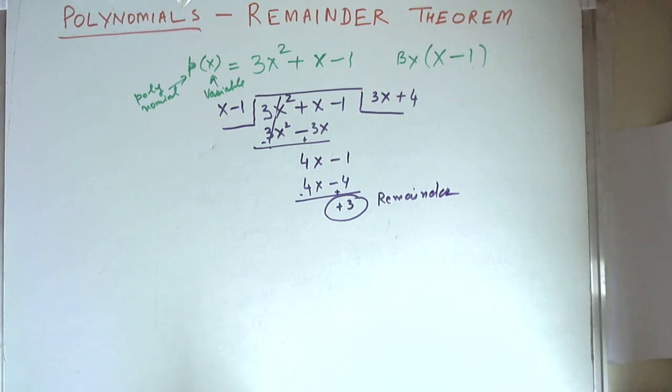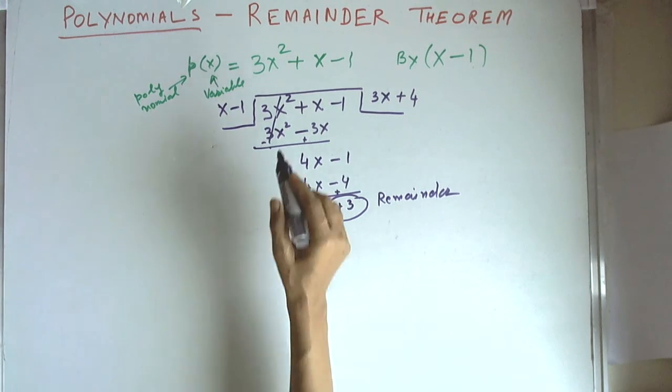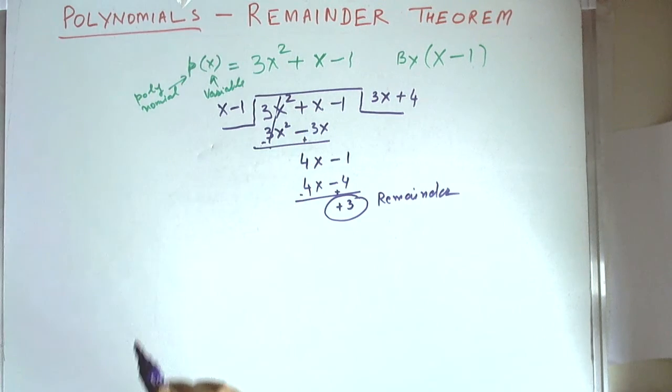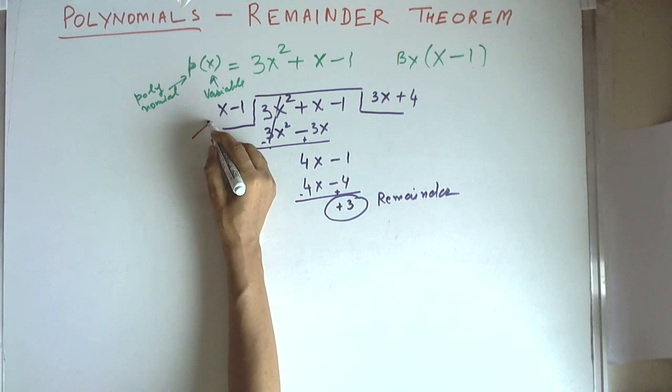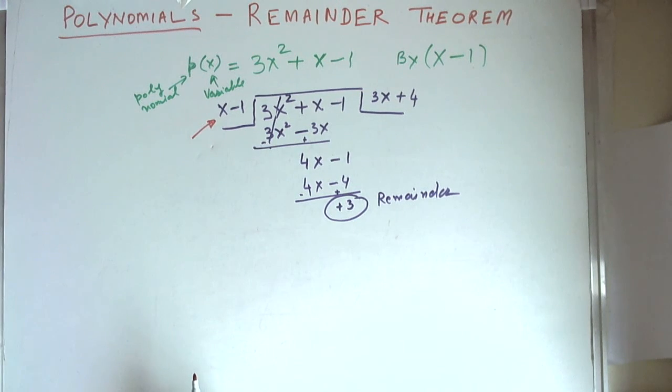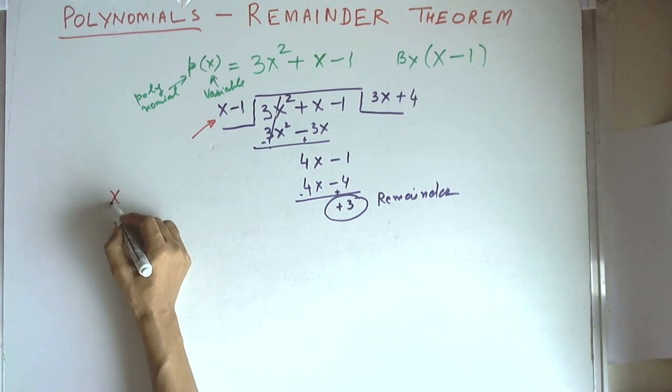Now, what is remainder theorem? Remainder theorem actually is a shortcut of finding the remainder instead of doing the long division. In this case, we have done a long division, which is dividing like this by the normal method. But is there a shortcut? And the remainder theorem is the shortcut. So what we have to do is, this is something which we have to divide with. So x minus 1.